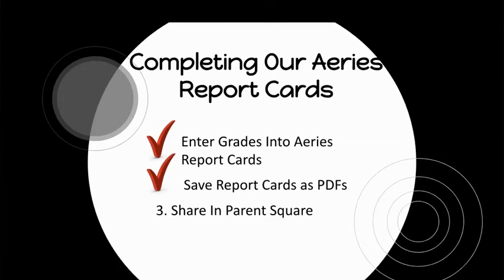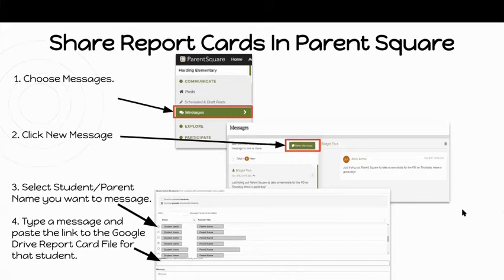So the last piece we're going to talk about is sharing in Parent Square. So we've entered our grades, we've saved the grades, the report cards in our Google Drive, and now we're going to talk about how we would then share that shareable link in Parent Square. So the first thing you're going to do is actually log in to Parent Square. You would then select Messages. From Messages, you would select New Message.